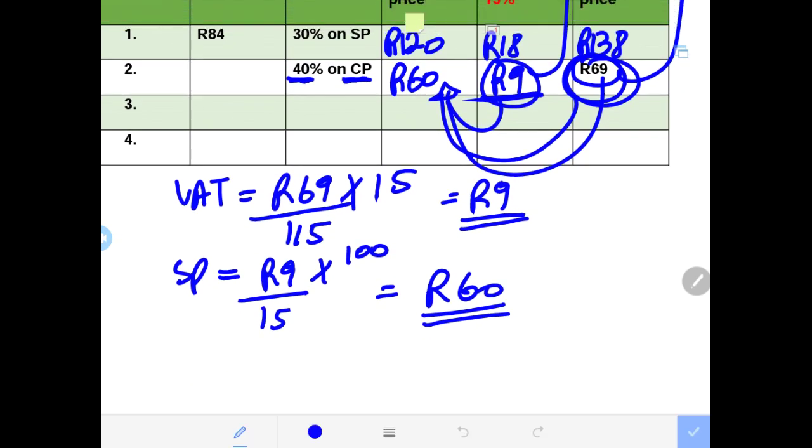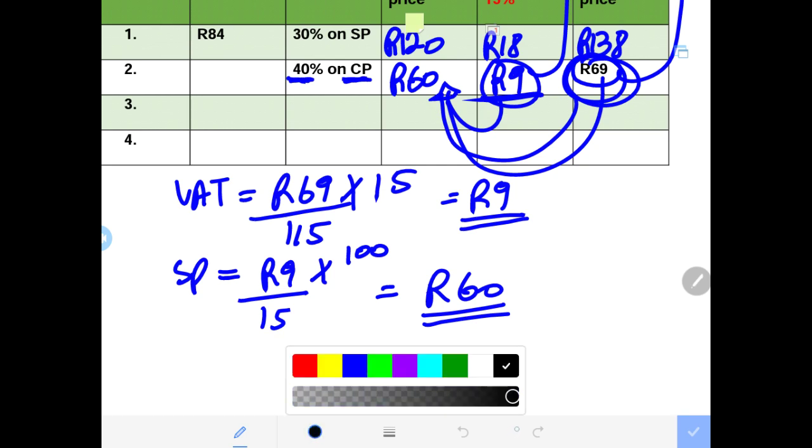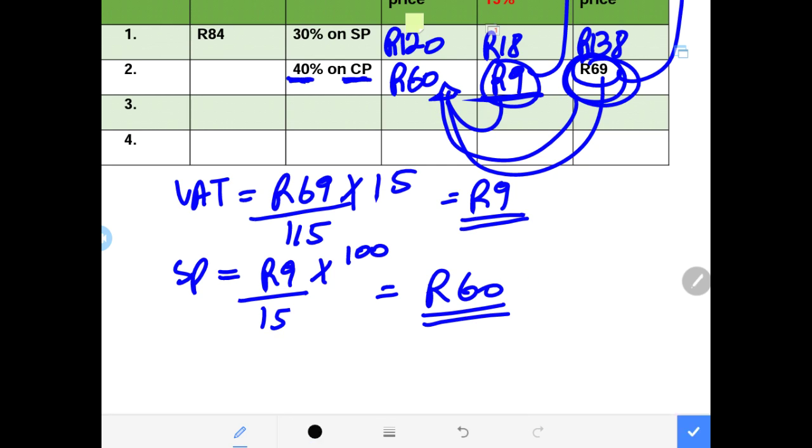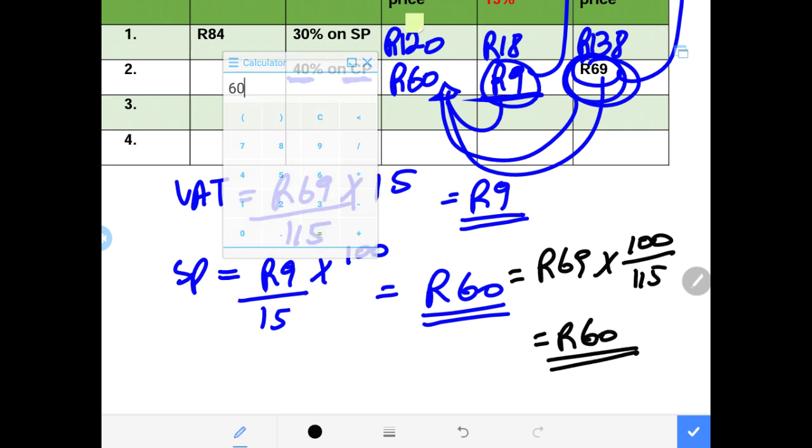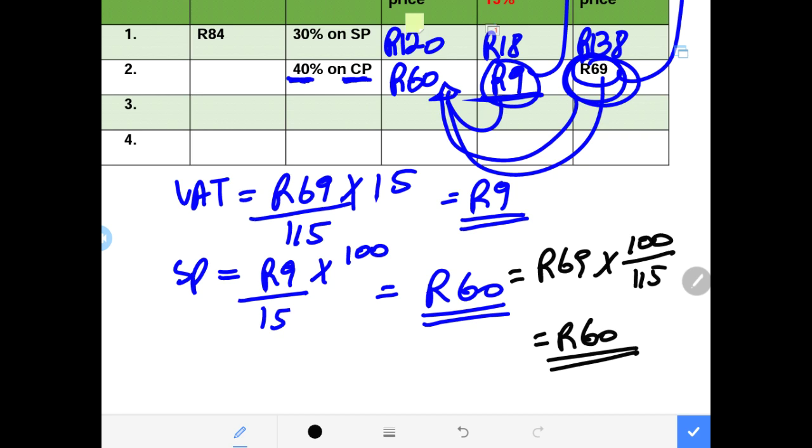Or else we could have used a different approach to calculate our selling price. We could have used the amount of 69 Rand and say times by 100 divided by 115. Let us see if it gives us the same 60 Rand. We say 69 Rand times by selling price of 100 divided by 115. It gives us the same amount of 60 Rand. So either way or either amount we use, it remains the same.